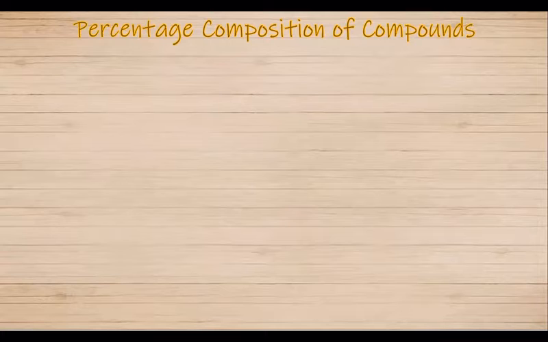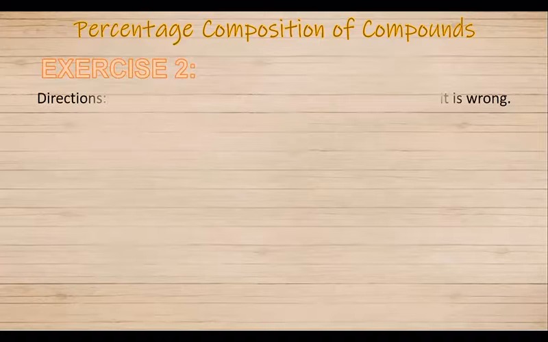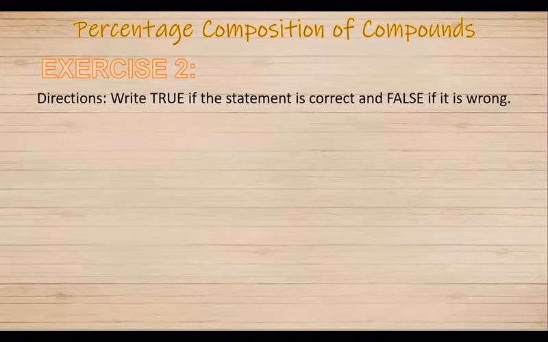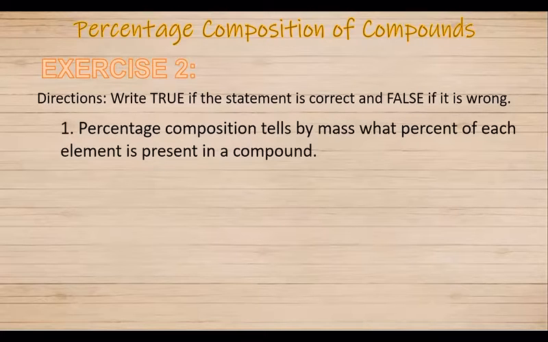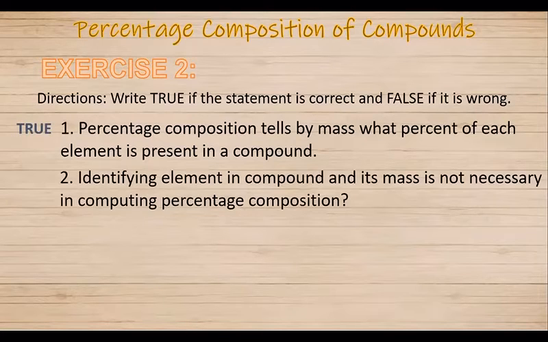To assess if you now understand the concept of percentage composition, let's do exercise number 2. On your piece of paper, write true if the statement is correct and false if it is wrong. Number 1. Percentage composition tells by mass what percent of each element is present in a compound. Correct. The answer is true. Number 2. Identifying element in compound and its mass is not necessary in computing percentage composition. Correct. The answer is false.